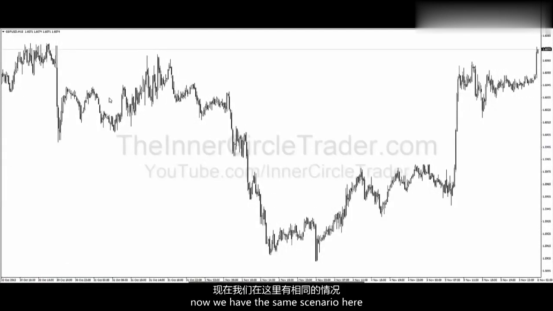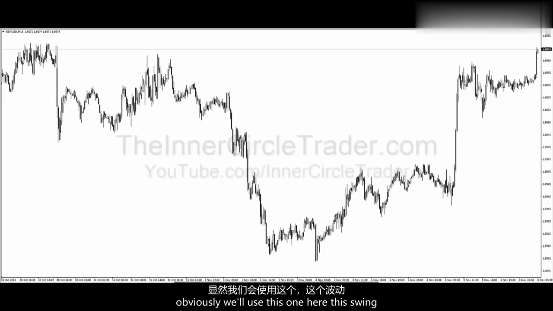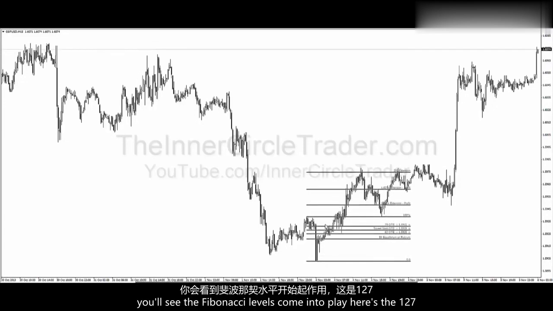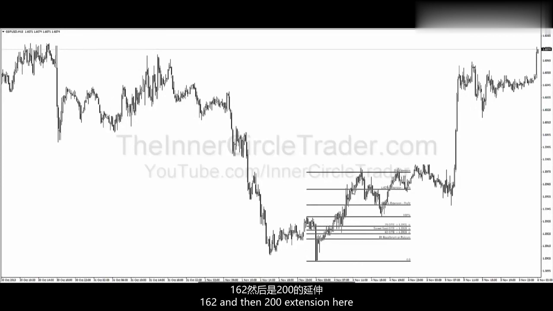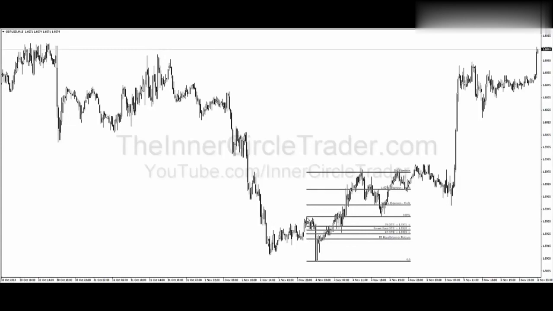Now we have the same scenario here. We have price moving down, a nice price leg here, and it comes and rejects this low. There are several of them in here that you can use. Obviously we'll use this one here, this swing. When this high we're anchoring gets broken to the upside, you'll see the Fibonacci levels come into play. Here's the 127 easily reached, 162, and then the 200 extension here.